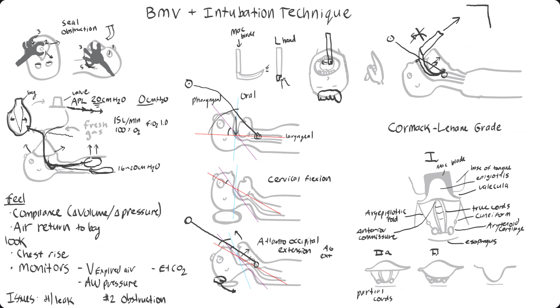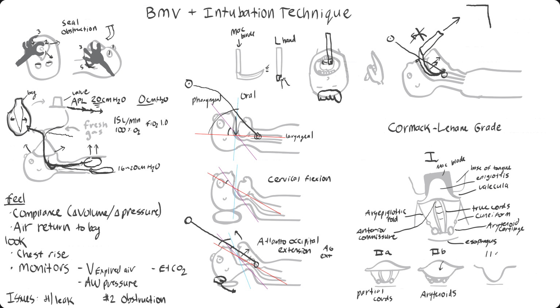And then slightly worse, again, is a grade 2B view, where now we maybe can see just the bottom of the cords, but really what we're seeing here is the arytenoids. So we're in the right territory. Like, you know that just above or just anterior to this will be your vocal cords, but you can't quite see them because the epiglottis is folded over top.